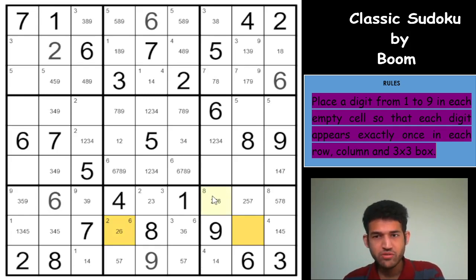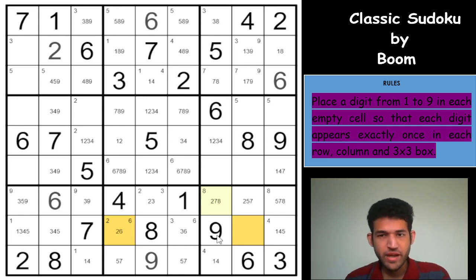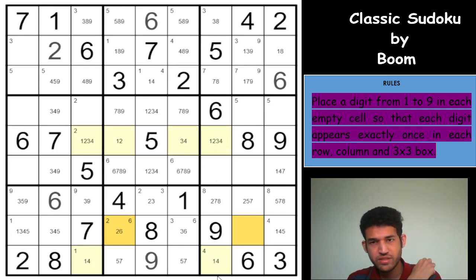So can I have a 2 here now? So if this is a 2, okay, I don't see anything there. 4. Okay, maybe it has to do something with these pairs. I'm not really sure, but I'm seeing something going on here. What could we do with these?